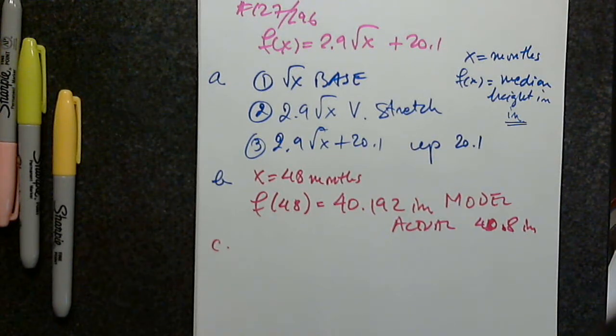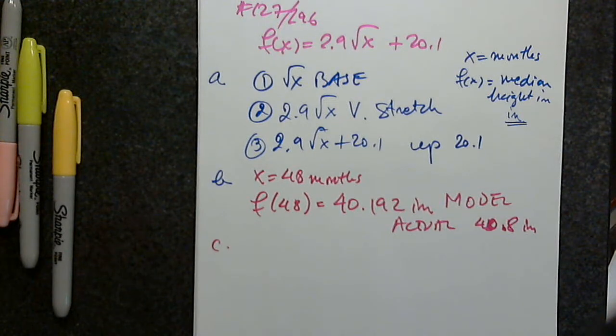So do you like this model? Would you recommend it? At least at 48, I have not checked what happens at 50 or 60 or 10 months or 15 months. But at least at 48 months, would you say that the model is doing a good job or not so good? I think it's doing a perfect job. 40.2 versus 40.8, it's a pretty good job. Yeah. Pretty good job.